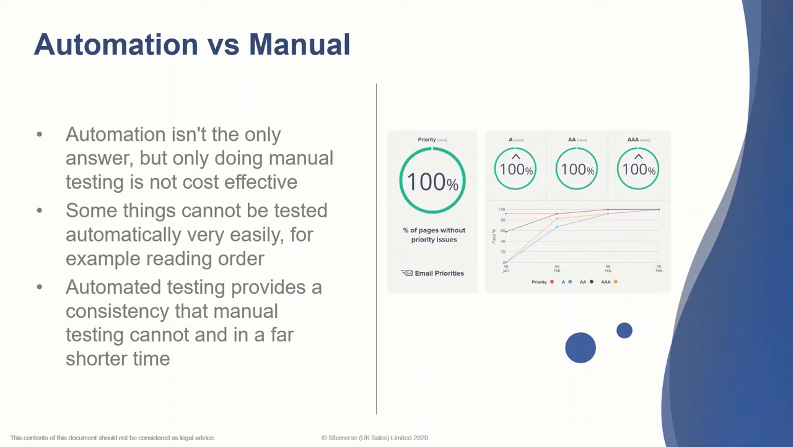There are some tests that need to be performed by people. For example, is the reading order correct for your PDF? Only a person can determine that reliably. So after all that, why should you use automated testing to check your accessibility? The most important reasons are speed, cost, and consistency.